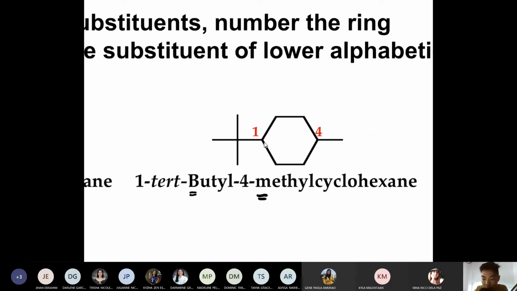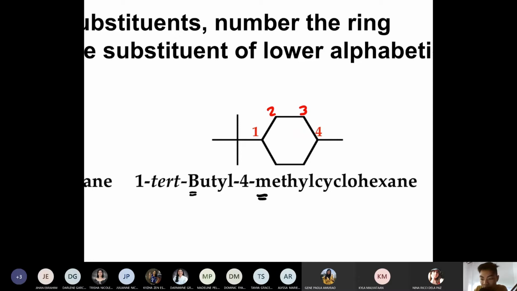And then, we continue numbering, no? 1, 2, 3, 4. Okay, so 1, 2, 3, 4. 4-methyl cyclohexane. Okay? So, ganun yung pag-name ha. So, bigyan mo na ng number 1 si mauuna alphabetically, which is in this case the tert-butyl because of the letter B sa butyl. Followed by the methyl. Dalawa lang naman yan. So, when assigning numbers, you always also have to check yung lowest priority.